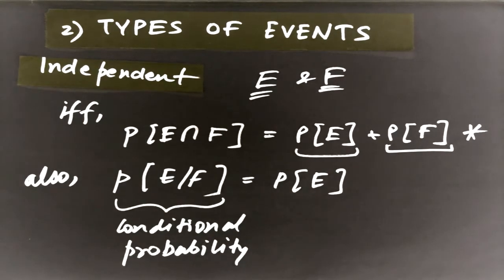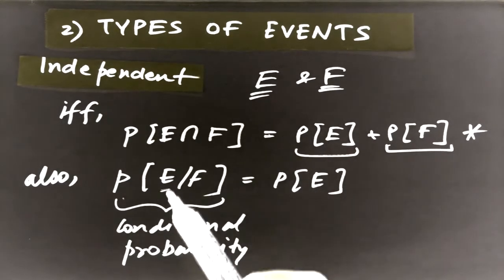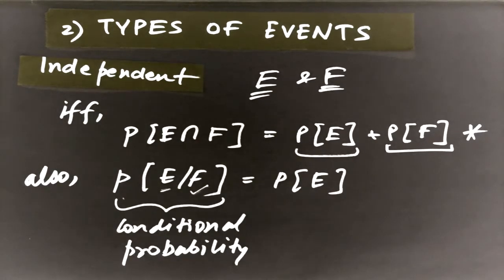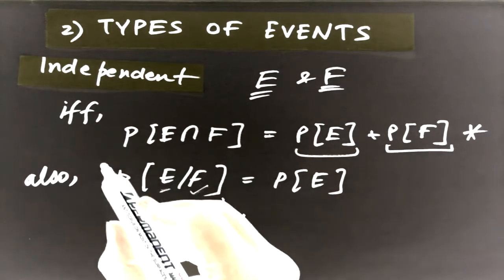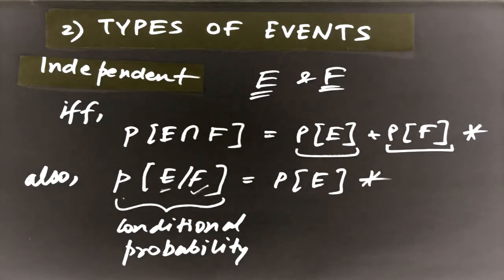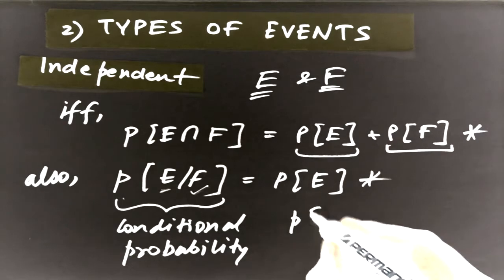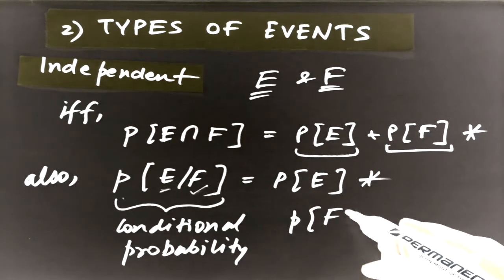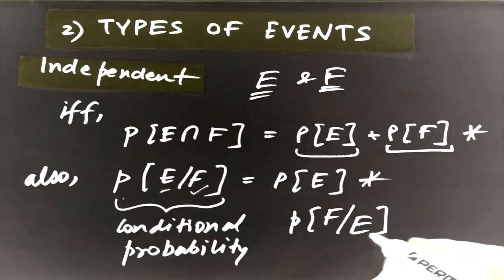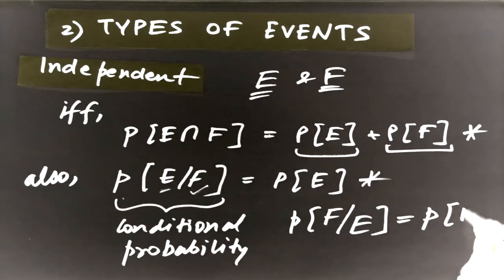What does this mean? It means the probability of event E when F has occurred. Since both events are independent of each other, it doesn't matter whether F has occurred or not. It will not affect the probability of E. Therefore, this will be equal to the probability of E. Similarly, the probability of event F when E has occurred is equal to the probability of event F. So these were the types of events.